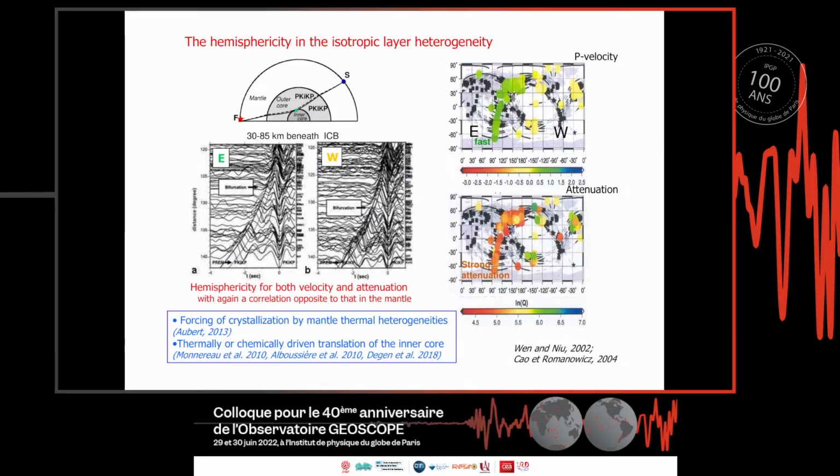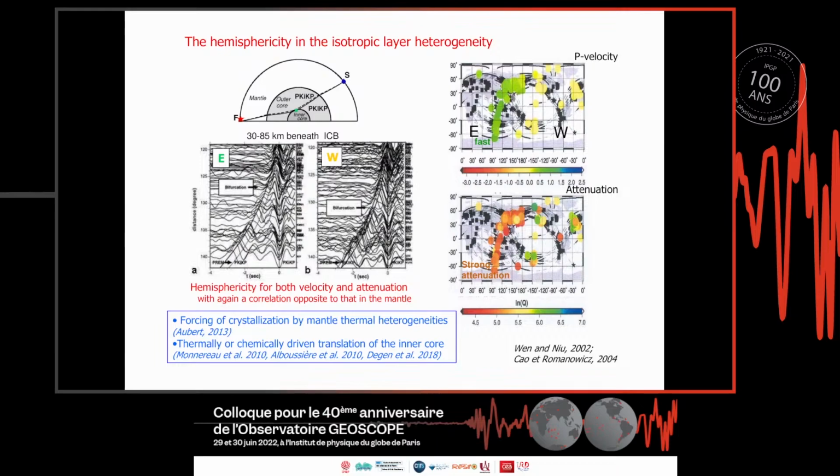One of the possibilities is that there is a forcing of the crystallization at the surface of the inner core due to the thermal heterogeneities which are controlled by the core mantle boundary. So the core mantle boundary is thermally heterogeneous. It induces some currents inside the liquid core which force the crystallization to preferentially occur at some places.